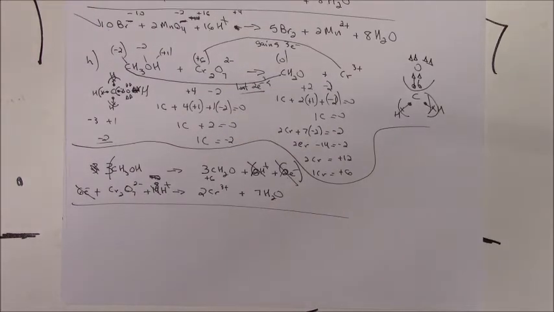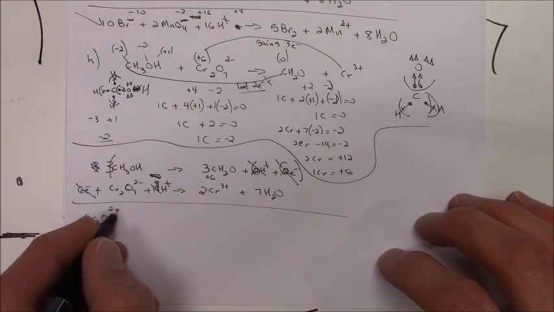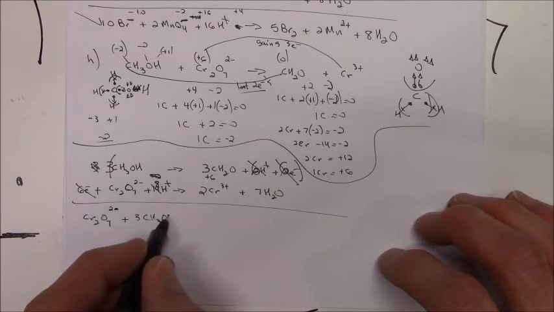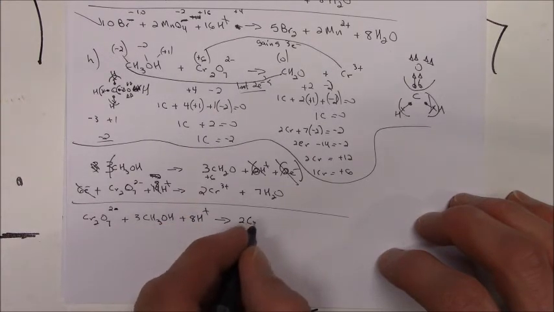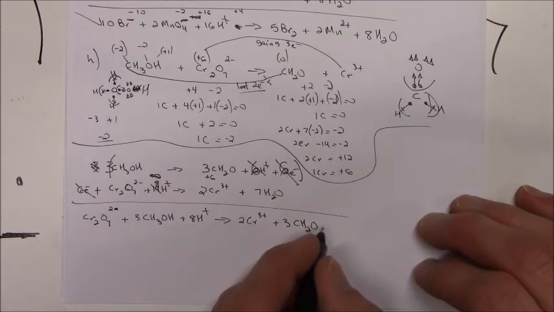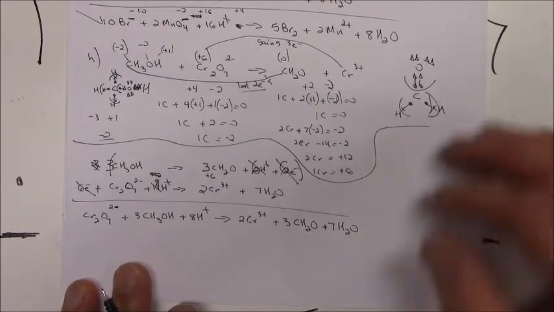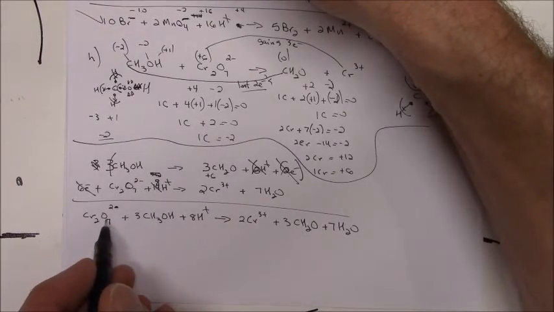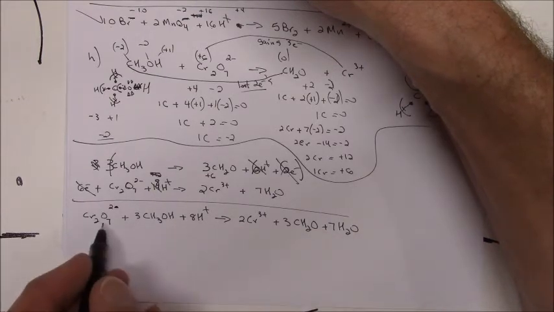So this looks good. So now we're left with chromate plus 3 CH3OH plus 8 H pluses goes to 2 chromium 3 plus 3 CH2O. So let's check. 2 chromiums. Oxygens, you got 7 plus 3 is 10. 3 plus 7 is 10.